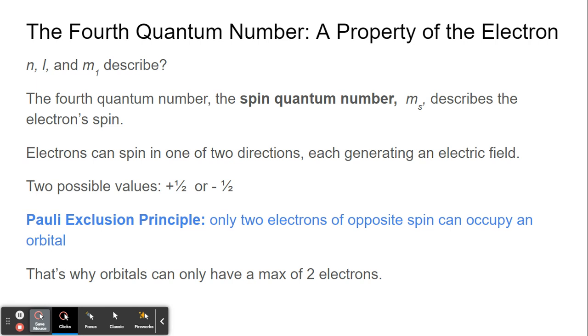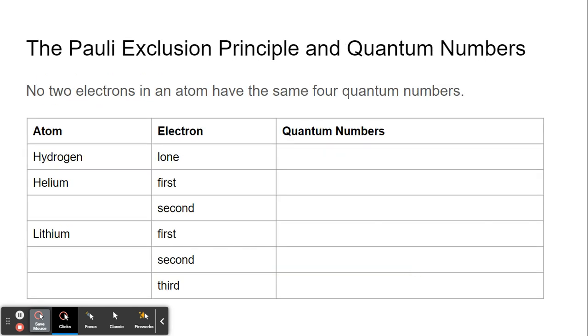The Pauli exclusion principle tells us that only two electrons of opposite spin can occupy an orbital. That's why orbitals can have a maximum of two electrons. So the Pauli exclusion principle tells us we can only have two electrons in the same orbital, and they need to be spinning in opposite directions. No two electrons in an atom can have the same four quantum numbers. Okay, let's take a look at what this means.